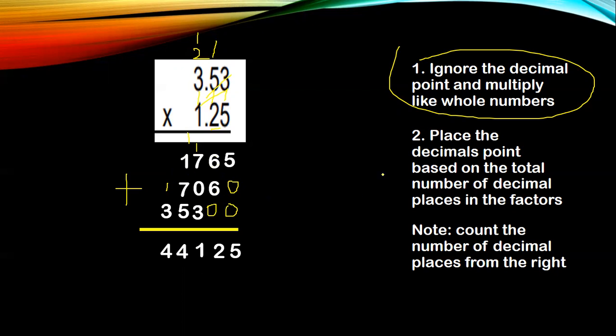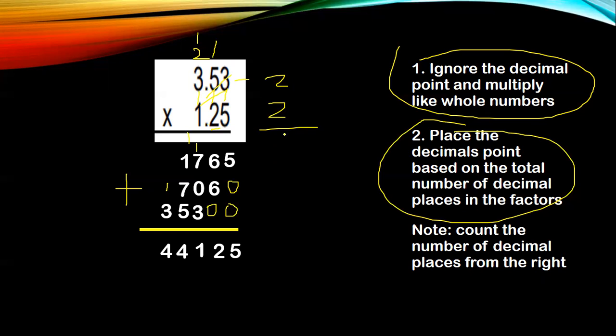Okay. And now, lastly, you have to place the decimal point based on the total number of decimal places in the factors. So you have to count the decimal places in the factors. So in the first factor, we have 2 decimal places, meaning after the decimal point, there are 2 numbers. So this is 2. And the second factor, there are another 2 numbers after the decimal point. So that is another 2.